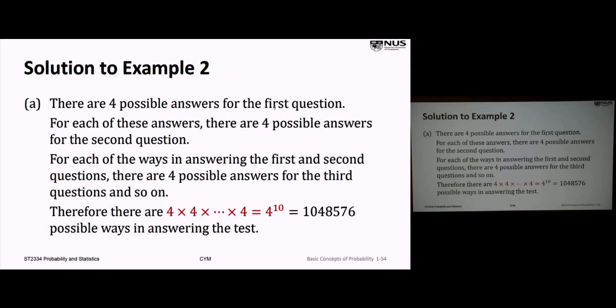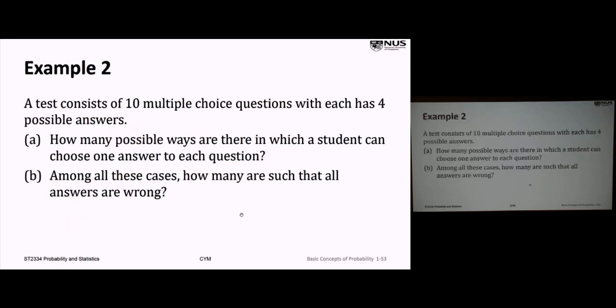Now I've done the first question, whether I'm right or wrong doesn't matter. The second question, now what have I got? Well, I've got 4 possible answers, so that's 4 times 4. My third question, I've got 4 possible answers, that's 4 times 4 times 4. If I go all the way up to 10, I'm going to do 4 times 4 times ... times 4, 10 times. So there are 4 to the power 10 possible collections of answers which could be given to this test, irrespective of what's right or wrong. We're not worried about that.